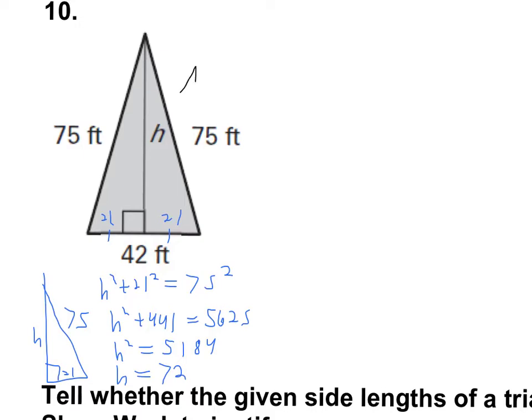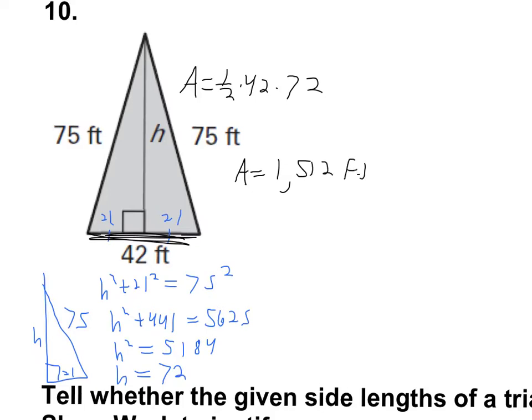So, area of this whole triangle is 1/2 the base, 42, times the height, which we now know is 72. So I'll just type that in to my calculator, and it tells me it equals 1,512, and our label here is feet. So square feet.